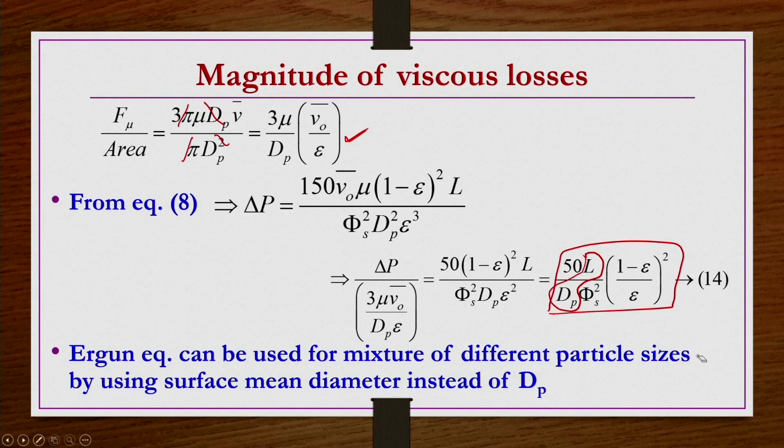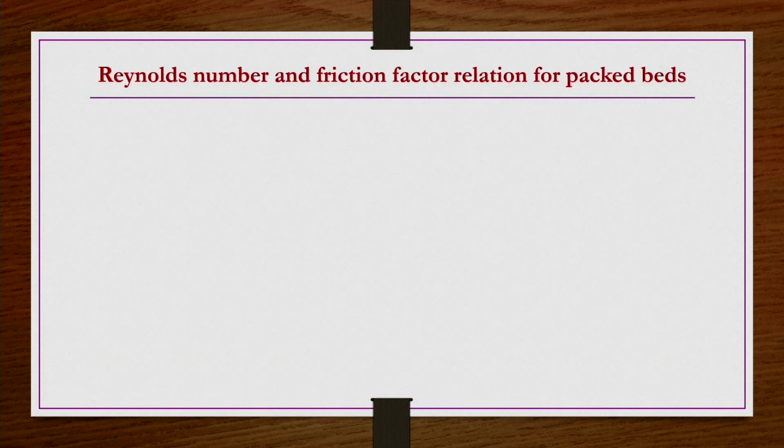So, the Ergun equation can be used for a mixture of different particle sizes by using the surface mean diameter instead of dP, simply that is it. Okay. So, now here the pressure drop equations, whatever the equations that we have derived: we derived the Kozeny-Carman equation, we have derived the Burke-Plummer equation, and then the Ergun equation we have written. So, all these equations are in a kind of dimensional form, right.